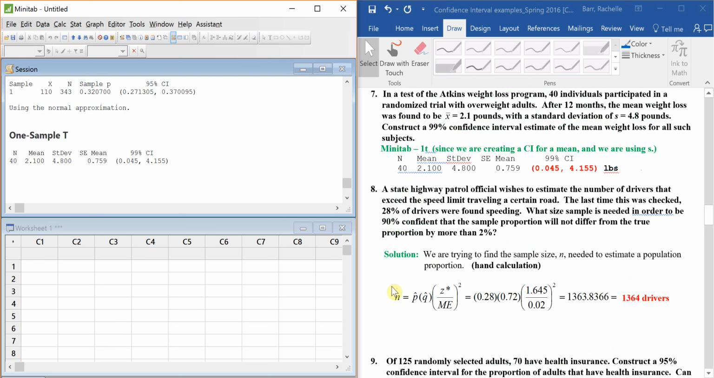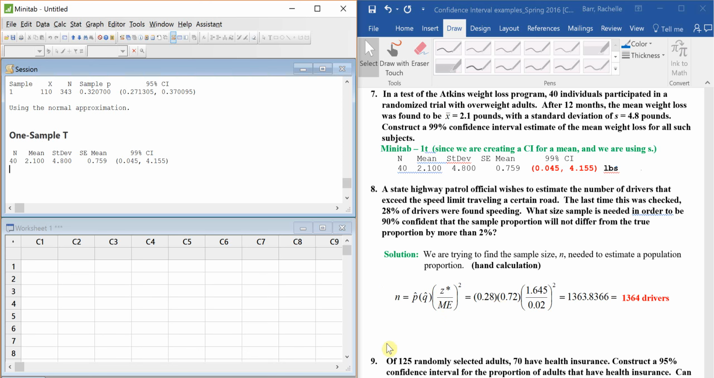A state highway patrol officer wishes to estimate the number of drivers that exceed the speed limit traveling on a certain road. The last time this was checked, about 28% of drivers were found to be speeding. What sample size is needed in order to make sure that we're 90% confident that the sample proportion will not differ from the true proportion more than 2%?